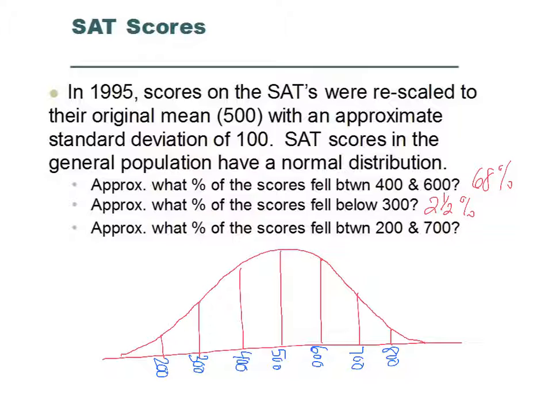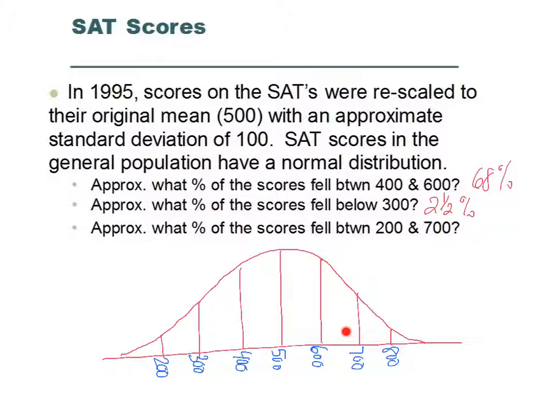The last one, what percent of the scores fall between a 200 and a 700? Okay, so that's here and all of these. Now remember that this splits this evenly, so there's going to be 50% below it and 50% above. This right here is going to represent 50%. I don't need to add those percents up. That's 50%. And then I've got these two bars here.